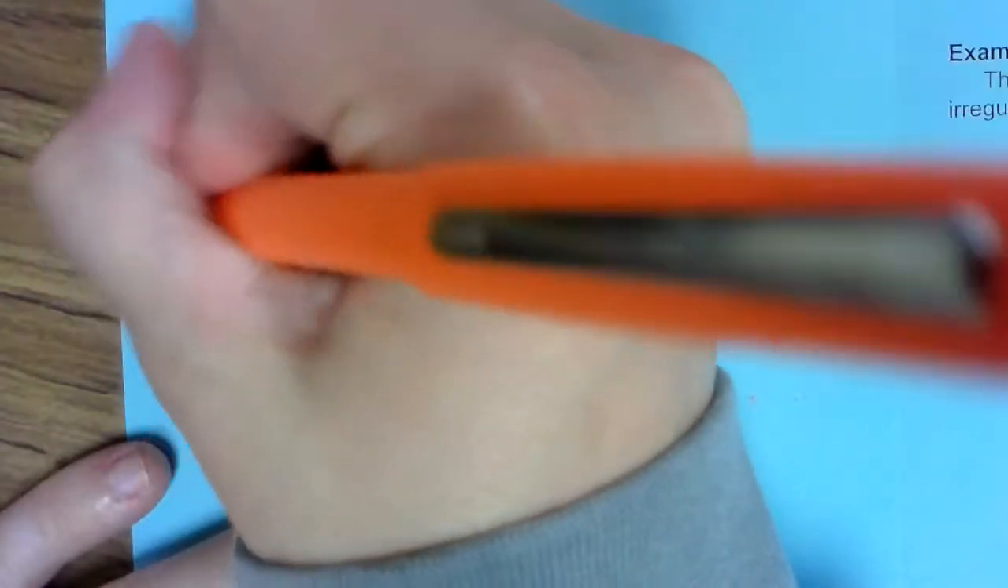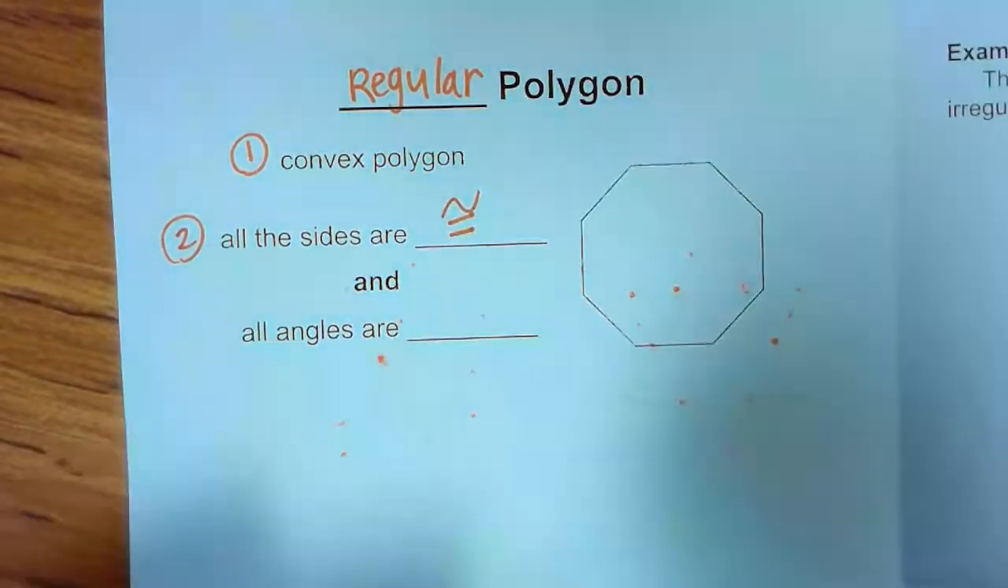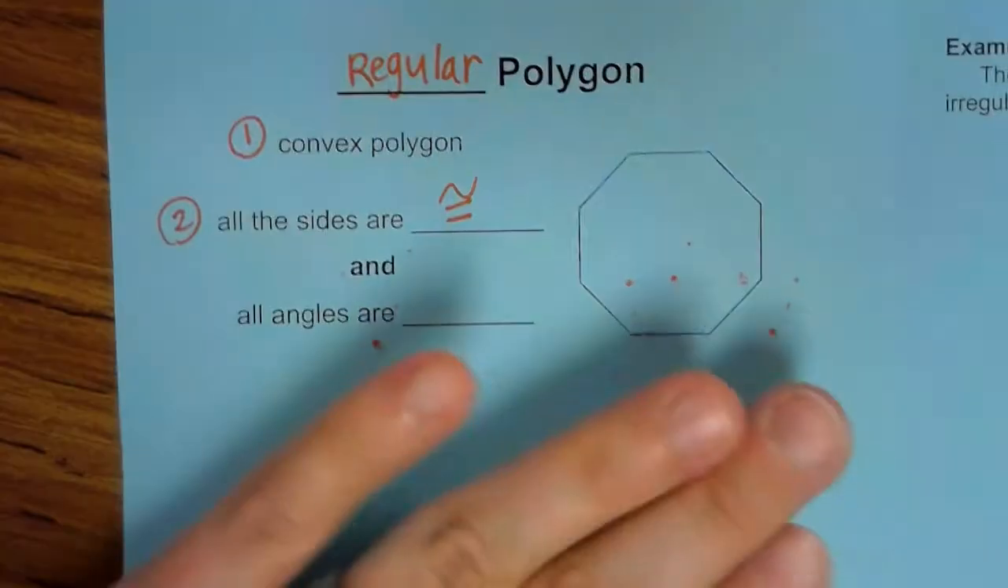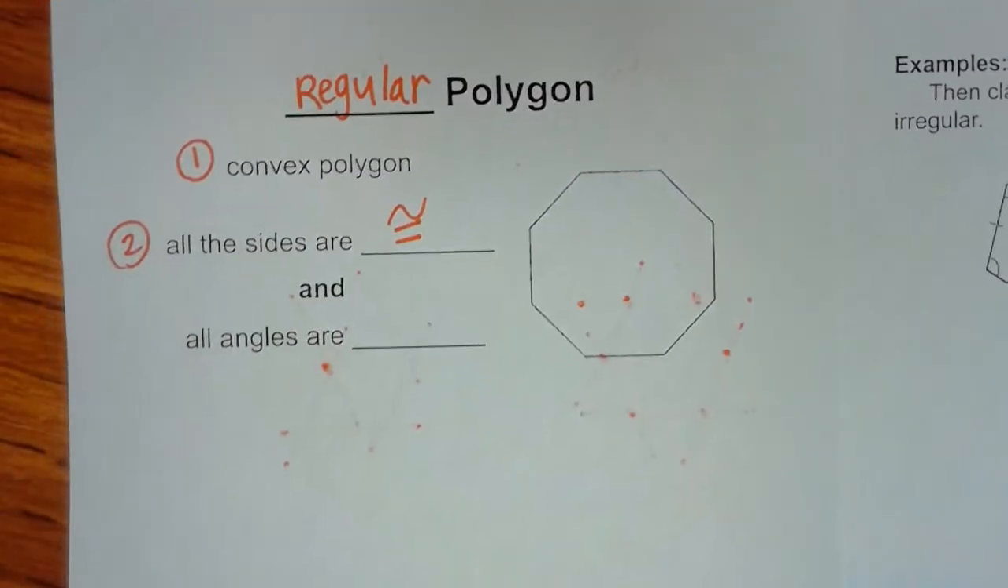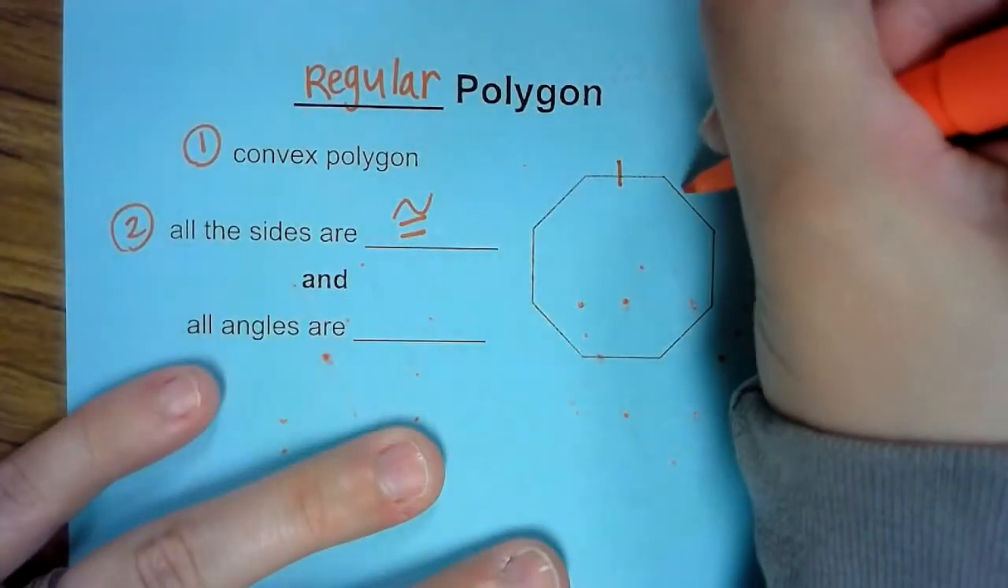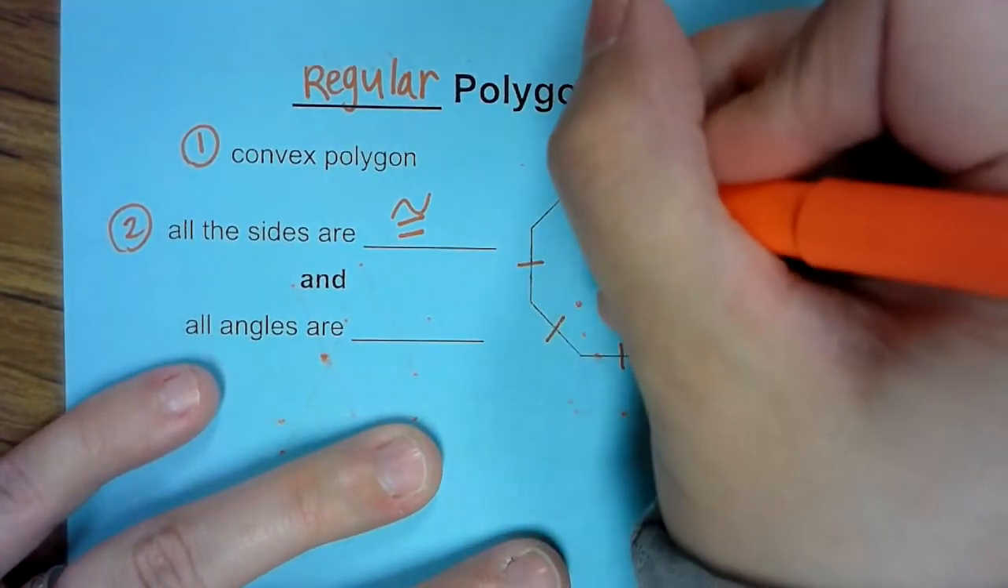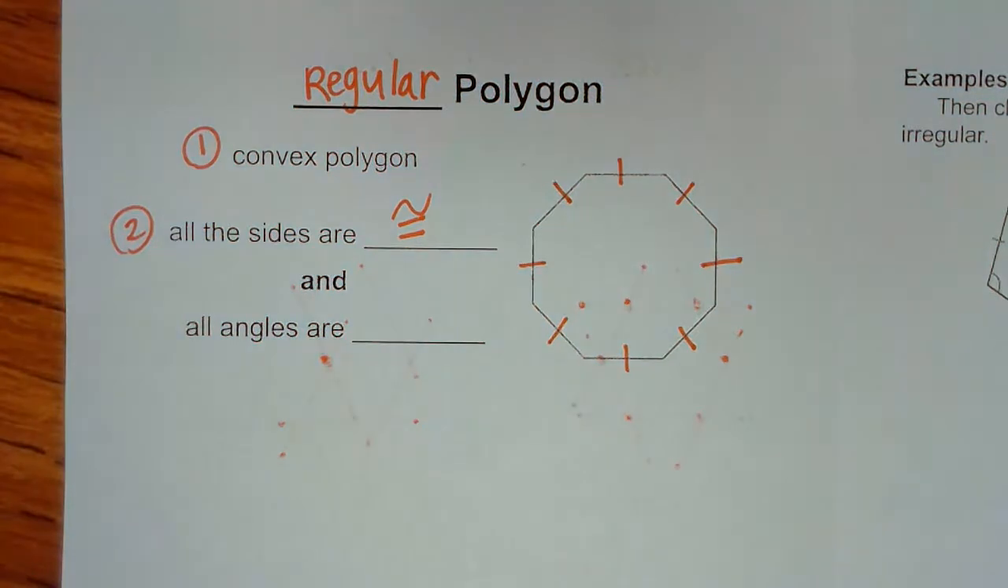Second thing is that all the sides are congruent. I'm done writing that word. Remember, I'm going to use my symbol. So when I look at this picture, hopefully you're thinking to yourself, but we don't know if all those sides are congruent. And you would be right. So I've got to let you know for sure they're congruent. So remember, we mark congruent sides this way.